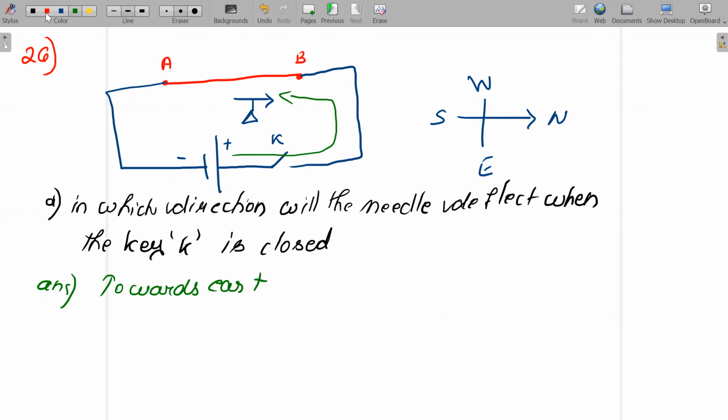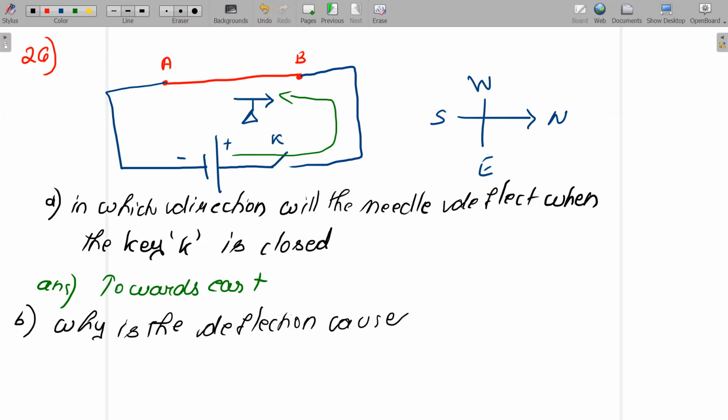Sir already introduced these experiments. Now also you guys are getting doubts. Just do that experiment, I showed you. Next question, why is the deflection produced? What is that term called? Magnetic effect of current.